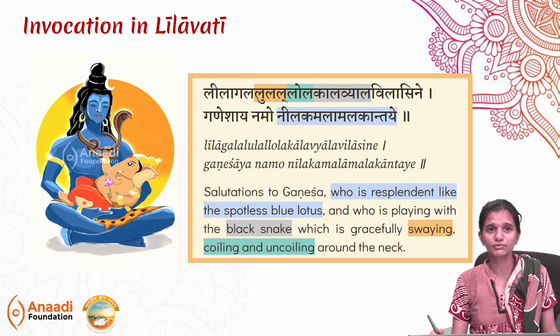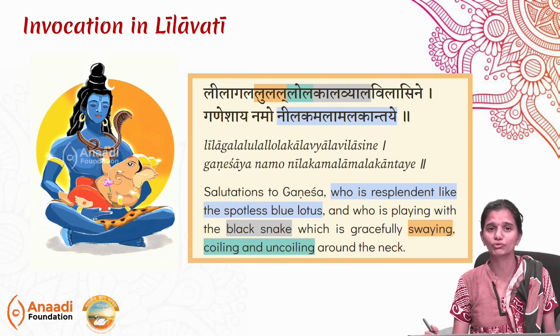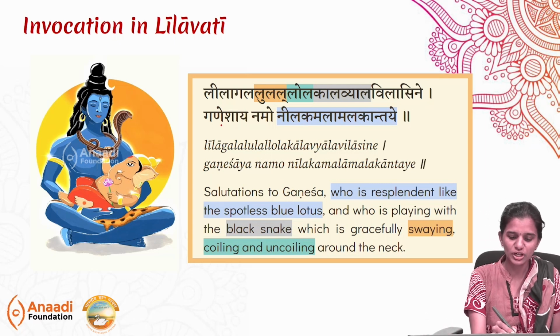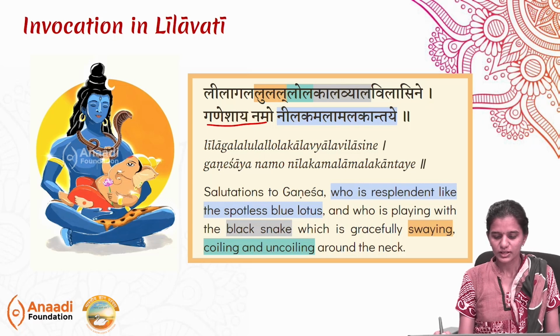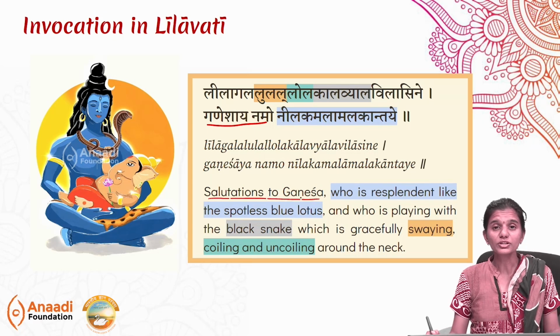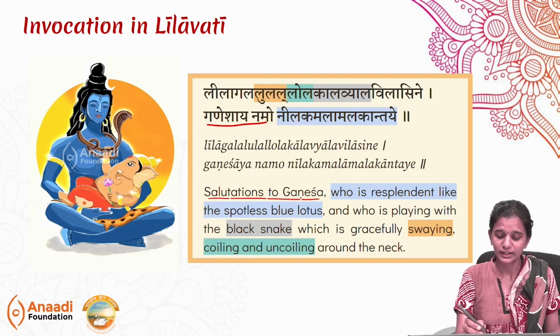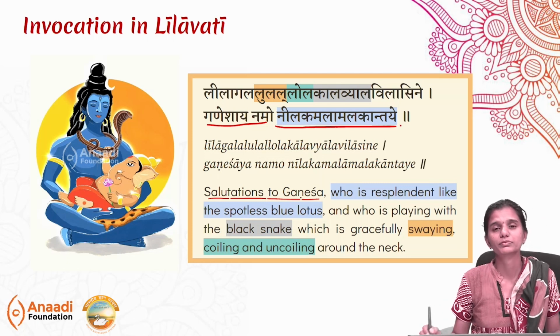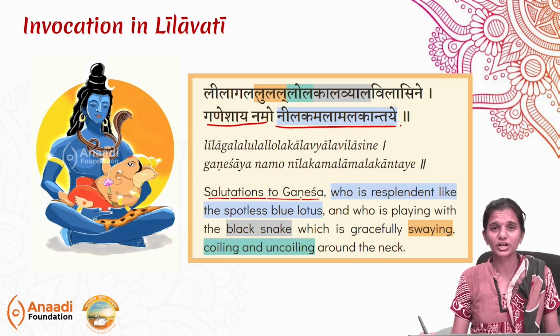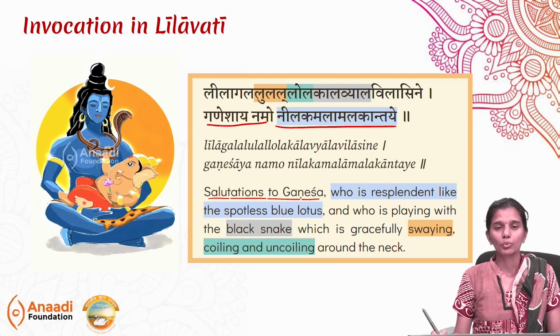This verse we learnt is the 9th verse in Leelavati. This is an invocation before Bhaskara begins his teachings of various methods. The meaning of the verse is Ganeshaya Namaha, which means salutations to Ganesha. How does he look like? He has Neela Kamalamala Kanti, which means he is as attractive as a blue lotus. And it is Amala, that is spotless. It's very pure.